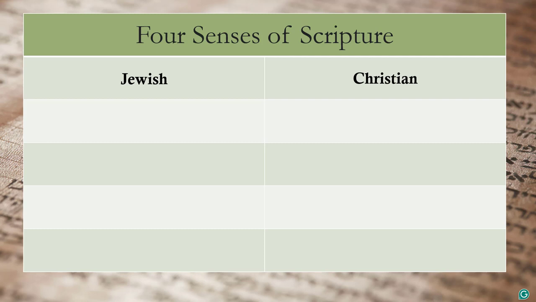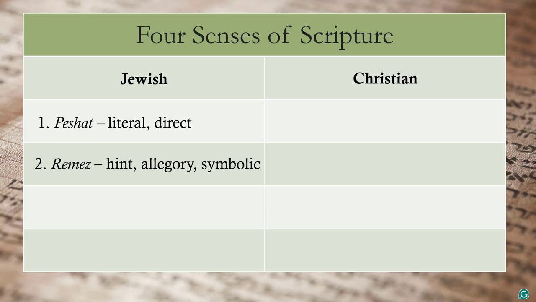So let me just go ahead and list them out, and then I'll walk through them one by one. On the Jewish side, you start with number one, pashat. It just means literal or direct. Then you have number two, remez. I'll give you the Hebrew words, and in the next lesson, you'll see more why. Remez means to give a hint or an allegory, or there's something symbolic going on.